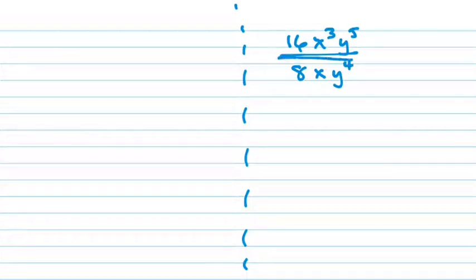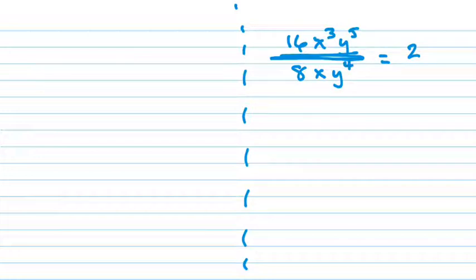Because the fraction bar means to divide, so we need to divide away anything that we can. So will 16 divide by 8? Yes. So this time, 16 divided by 8 is just going to leave you with what? 2. And it's going to be in the top. Why? Because the bigger thing was in the top.